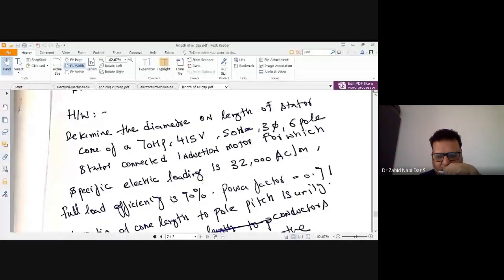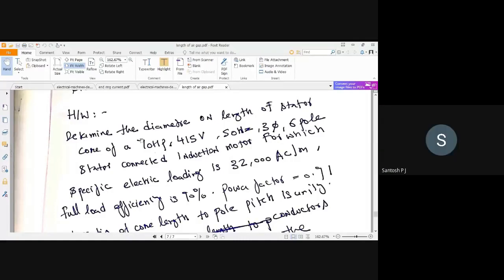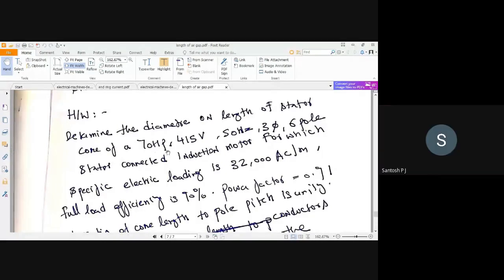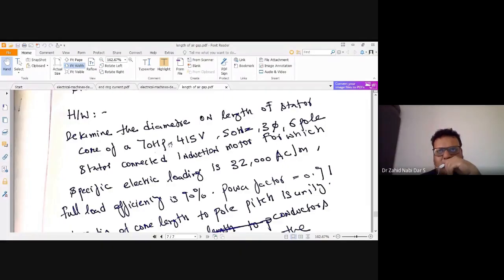Who is there online? I have to see. Santosh, you tell me one thing. In the problem in front of your screen, it is showing 70 HP. So we have to take the value in HP only, or we have to change some value? I want to convert, sir. How will we convert this 70 HP into kilowatt?